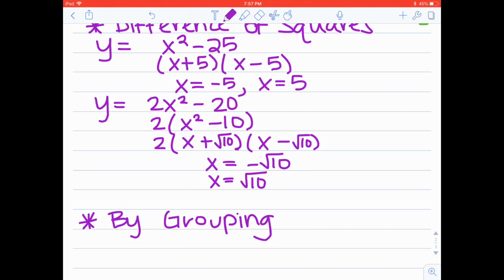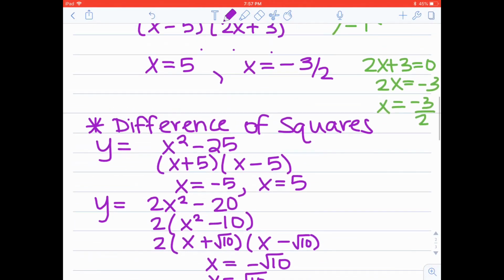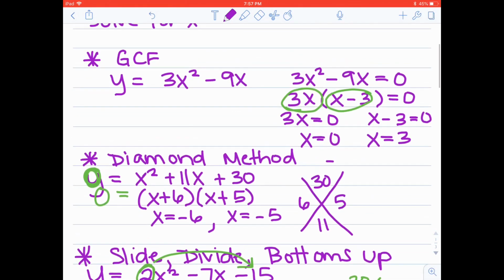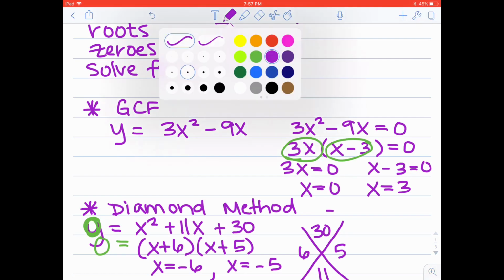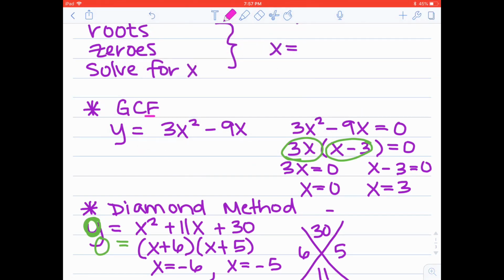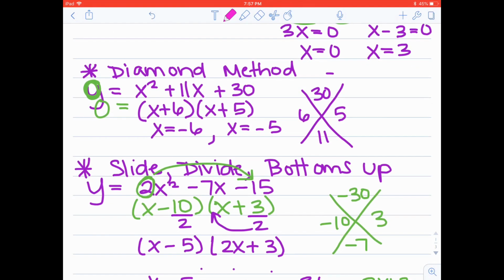Okay, so I'm going to go back up here. We're going to add a little something to your notes. I'm going to put this in pink. GCF happens all the time. So you are always going to look for GCF. Always. Okay? With the diamond method and with slide divide, we do that when we have 3 terms.